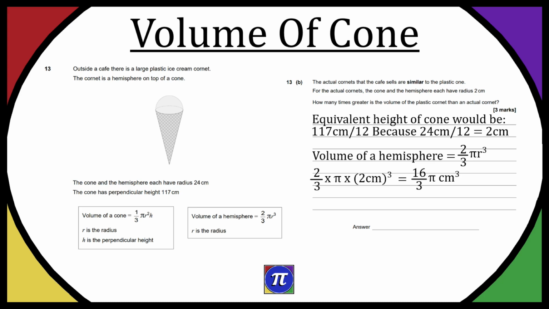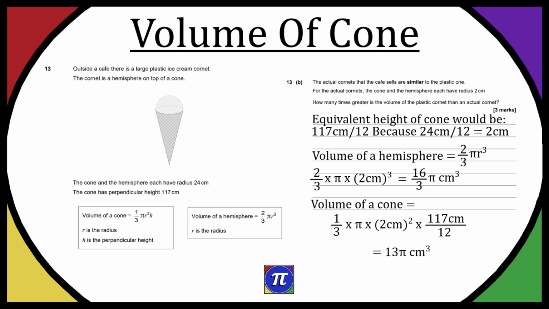And as I said in my last video, I like to keep pi as a whole and give my answers in that form. So the volume of the cone will be 1 over 3 times pi times r squared times h, because as we saw in part A, we have the volume formulas here. So subbing in the values for the volume of the cone, it'd be 1 over 3 times pi times 2 centimeters squared times 117 centimeters over 12, and that's going to give us 13 pi centimeters cubed.